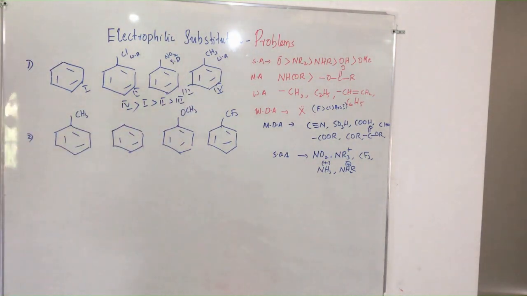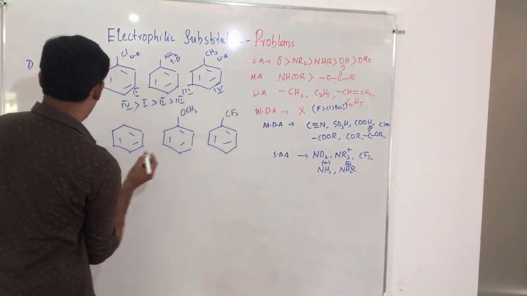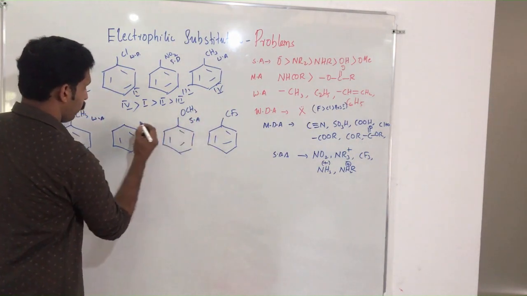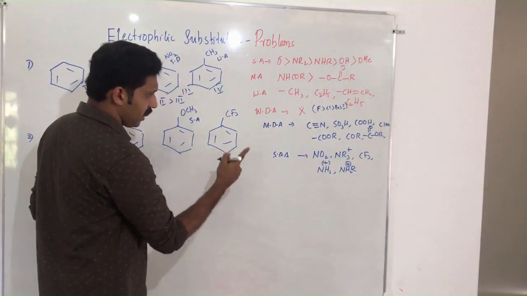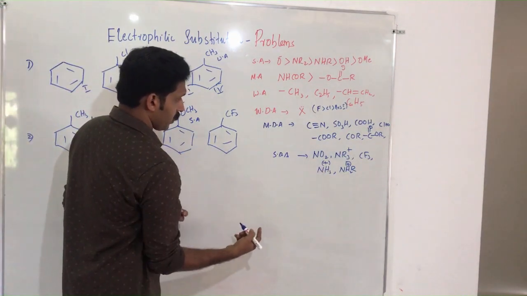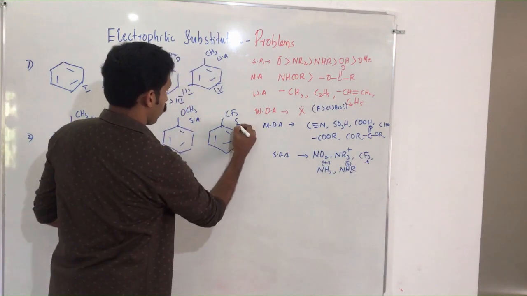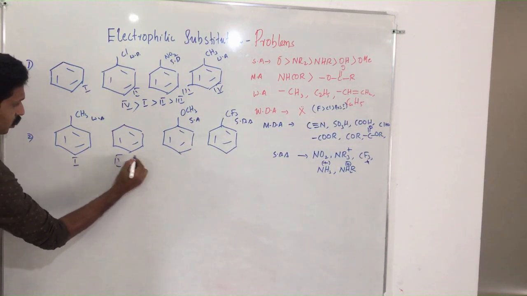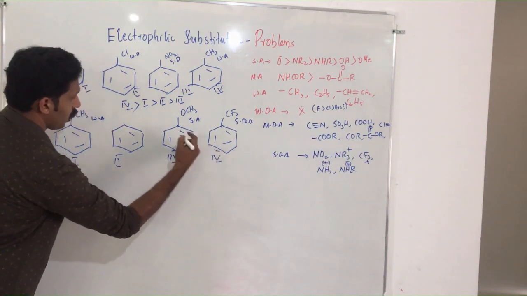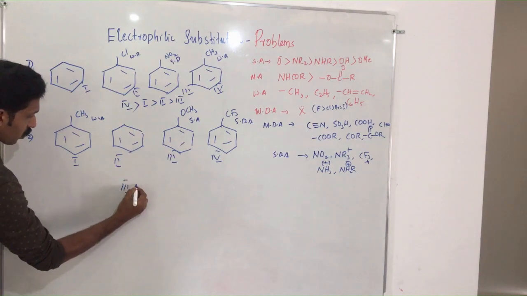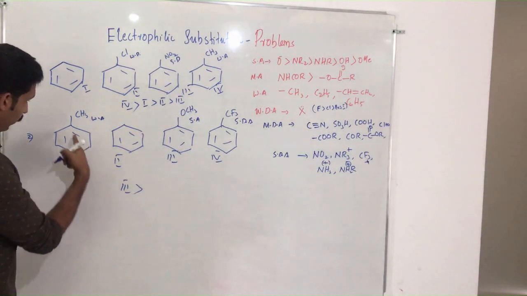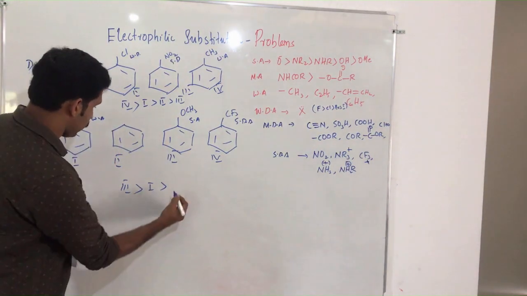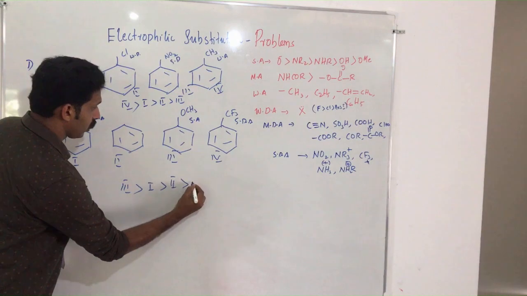Now look at the second question. Here we have CH3, OCH3 and CF3. CH3 is weakly activating, OCH3 is strongly activating. Benzene has no activation or deactivation. CF3 is strongly deactivating. Therefore, taking them as 1, 2, 3, 4, the strongly activating one, 3, is most reactive, then the weakly activating one, 1, then benzene with no activation or deactivation, 2, and finally 4.